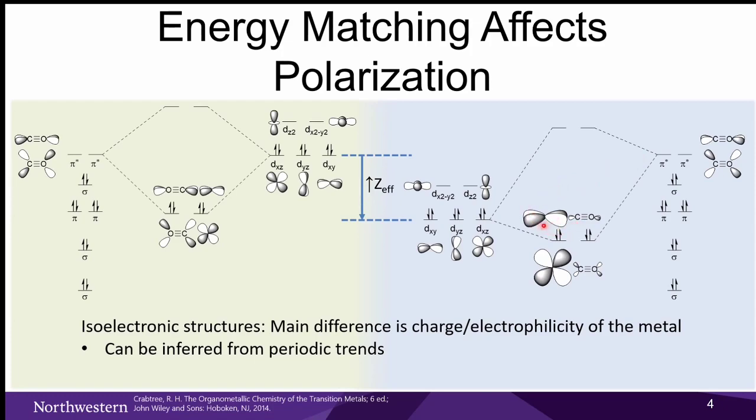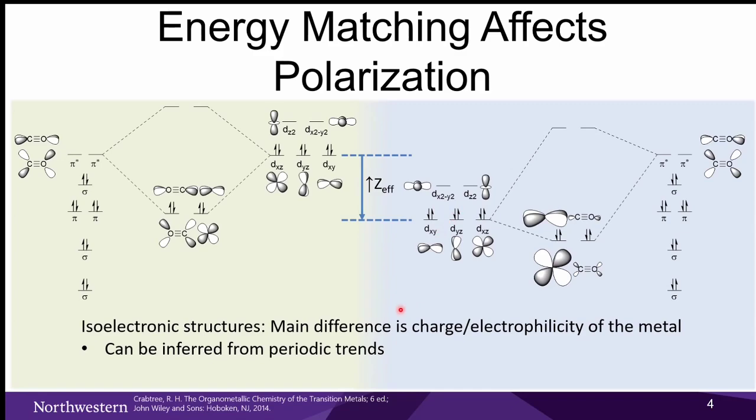So this would be the example of a more acidic, poorly back bonding metal, whereas the former would be more of a basic, stronger pi back bonding metal. And while I showed this here in a more concrete molecular orbital diagram, these are properties you can infer from simple periodic trends.